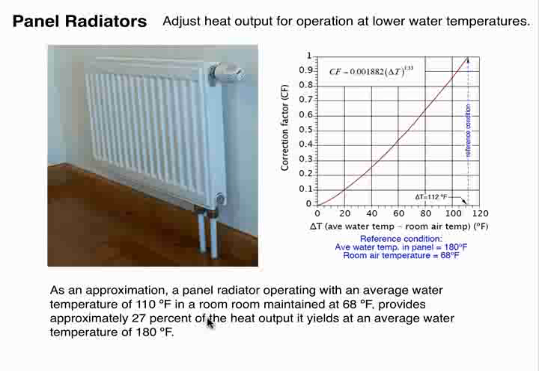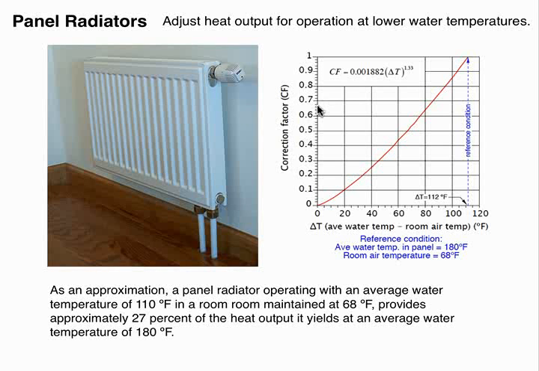Oftentimes the output is listed for high water temperatures. It's typically listed for an average water temperature inside the panel of 180 degrees Fahrenheit, just higher numbers. But this curve or this formula will give you a correction factor. It's essentially a multiplier. You multiply the listed output at the higher temperatures, and you'll get the derated performance.